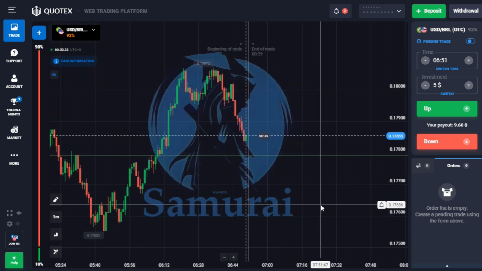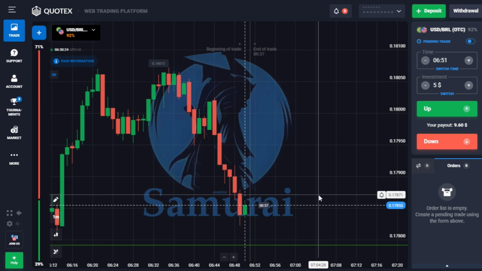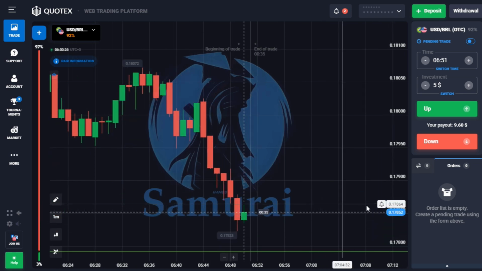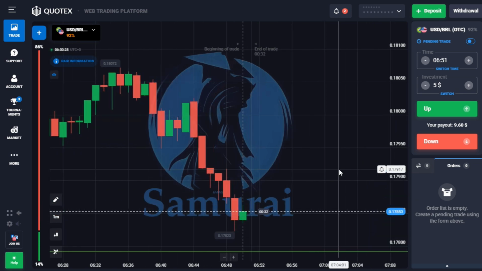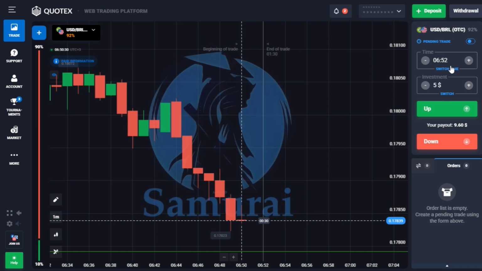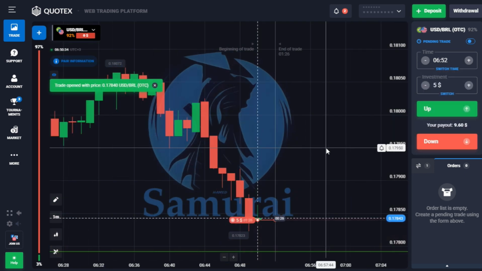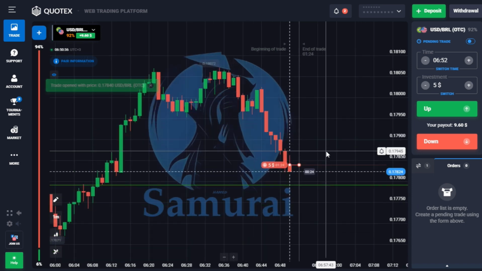number. This shows us that it is a strong level, especially since there have been several price rejections before, and we can also see that there is a momentum for the sellers here. So, for these reasons, the price will likely try to fill this gap.